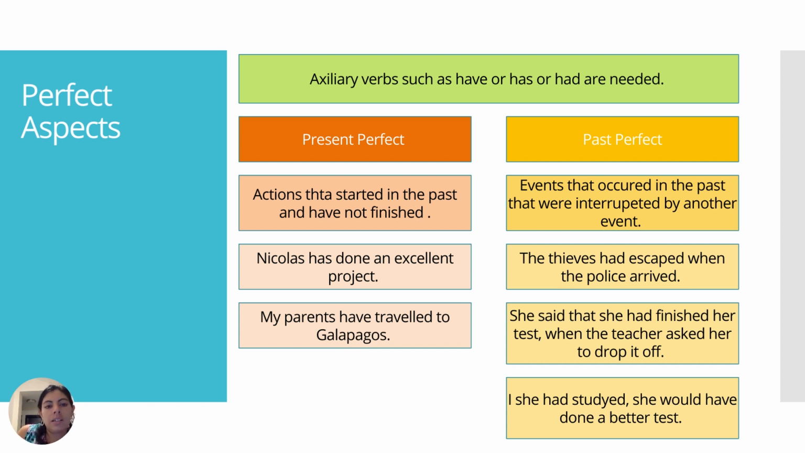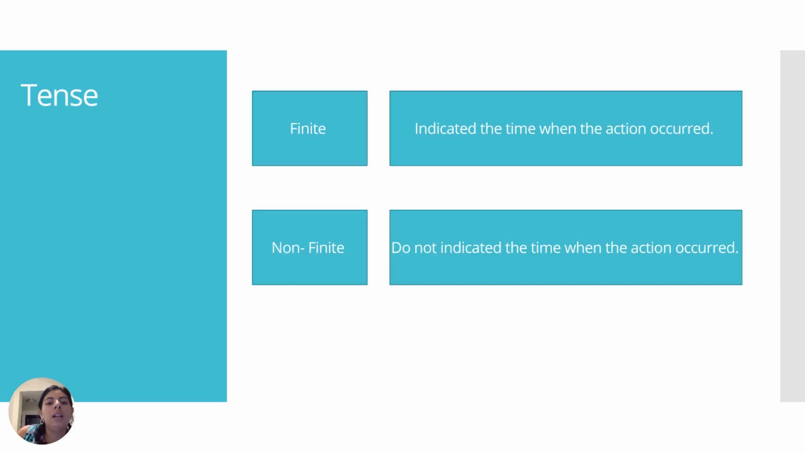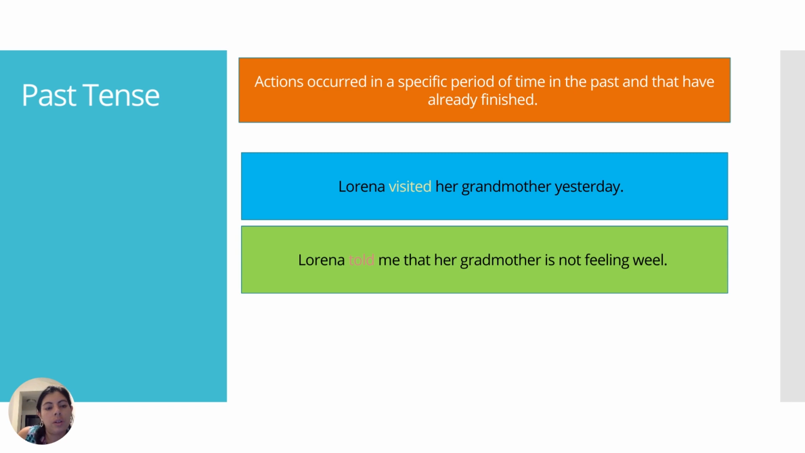Okay, so as we can see here, we have talked about the aspects of a sentence. We need auxiliaries in this case. Now we are going to talk about the tense. In this case we have two types of tense: the infinitive and non-infinitive tense. The infinitive indicates the time when the action occurred, and the non-infinitive does not indicate the time when the action occurs. So to understand this a little bit better, here we have the past tense, for example.